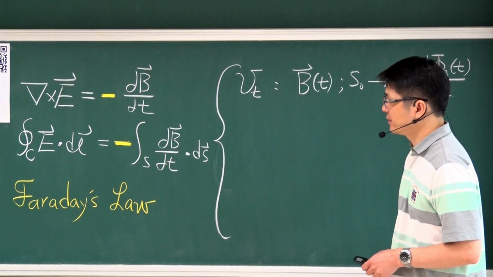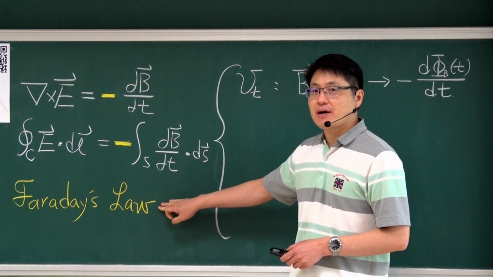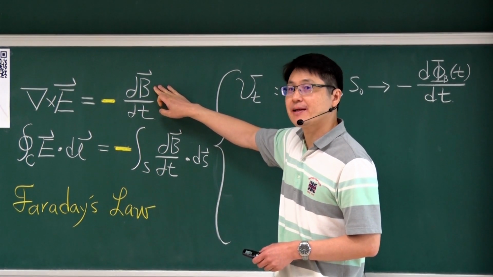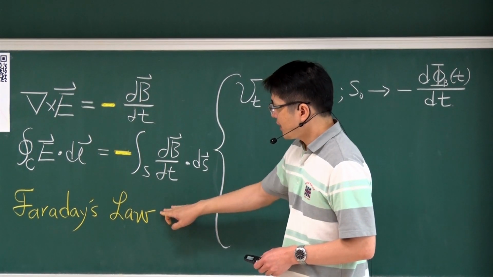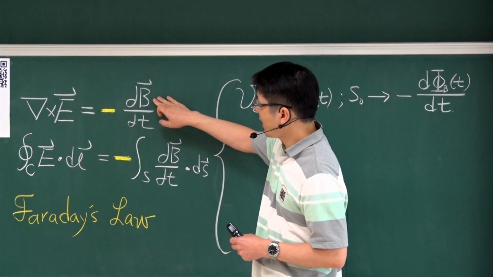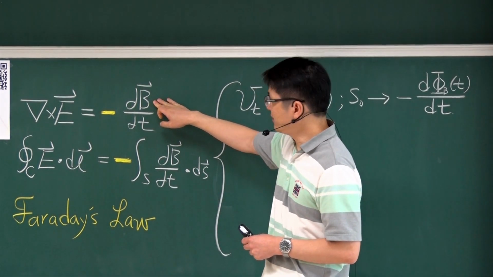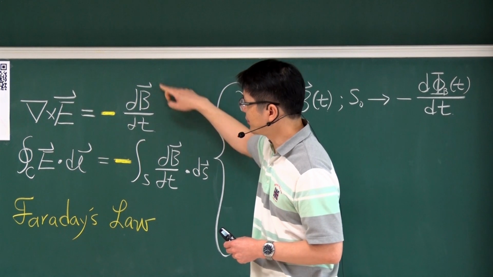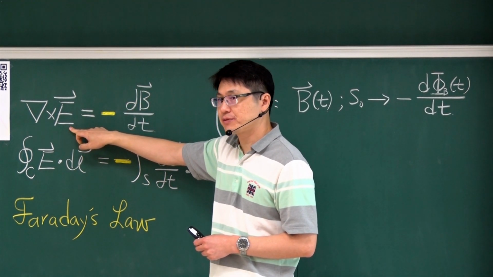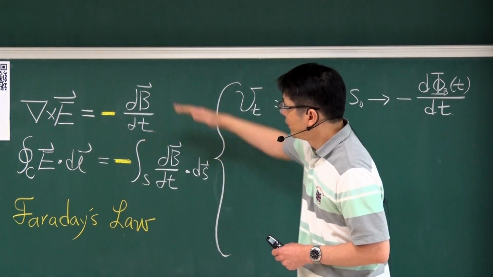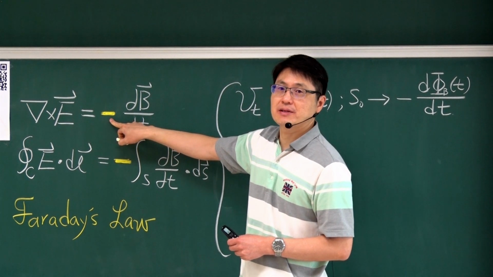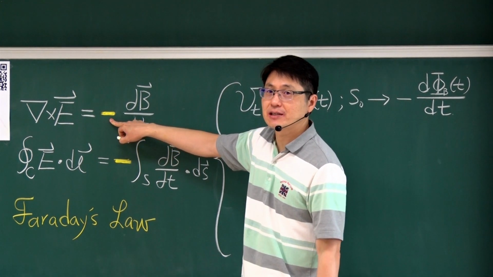Covered last Wednesday. Last Wednesday, we talked about Faraday's law, so now we have a time-varying magnetic field. Faraday observed, due to his experiments, that if you have a time-varying magnetic field, you can create a non-conserved electric field. He wrote down these equations, and then we talked about the importance of this negative sign.